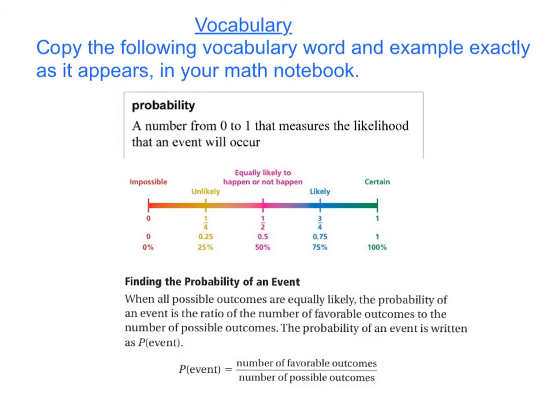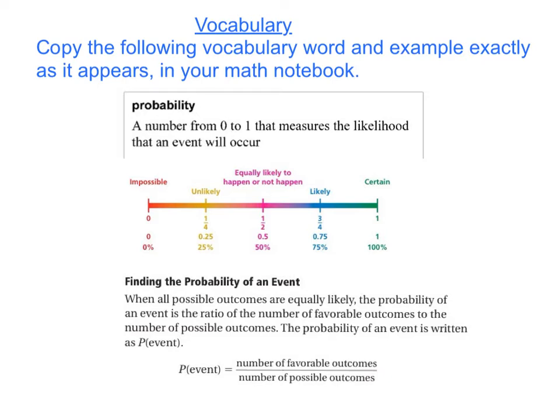Copy the following vocabulary word and example exactly as it appears in your math notebook. Probability is a number from 0 to 1 that measures the likelihood that an event will occur. Be sure to copy the scale that is shown with the words impossible, unlikely, equally likely to happen or not happen, likely, and certain on the top, and the numbers that are listed underneath.